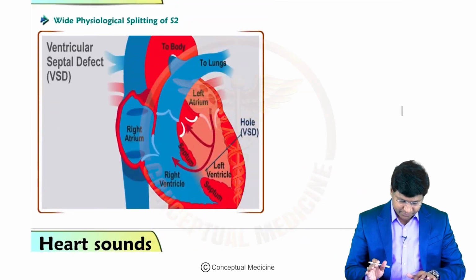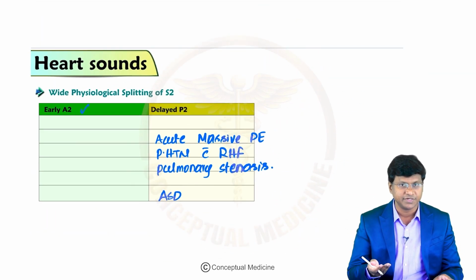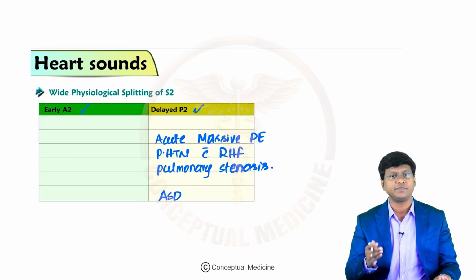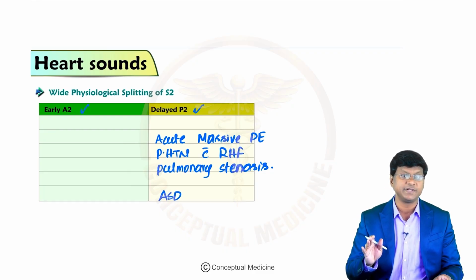So please remember now, wherever the conditions have an early A2, like in mitral regurgitation and ventricular septal defect, or wherever the condition has a delayed P2, you have the presence of the wide split S2.